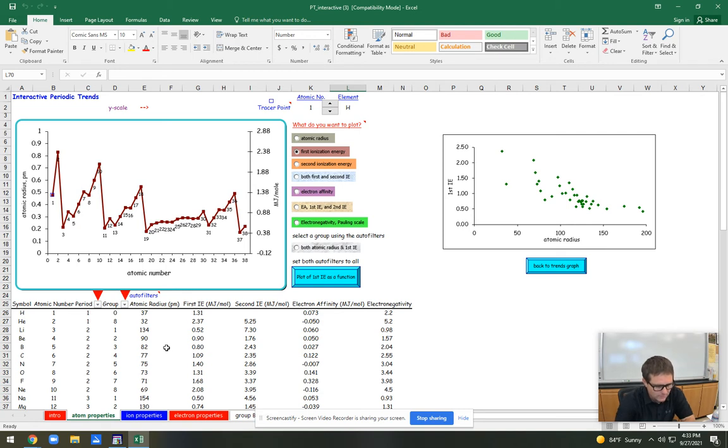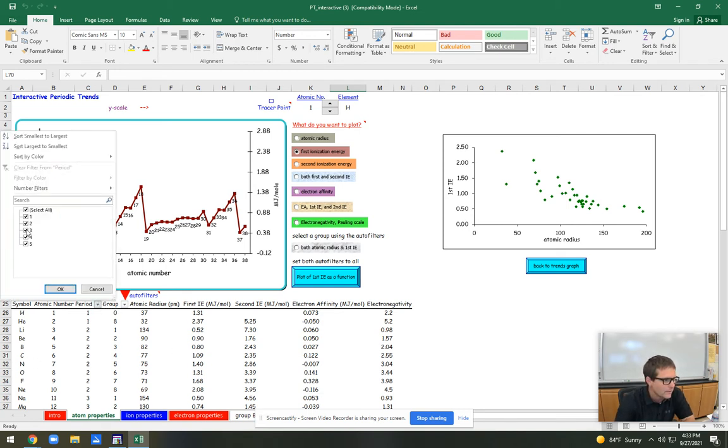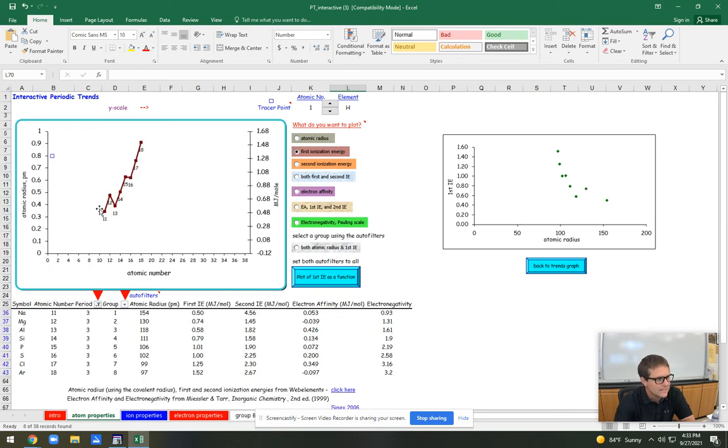If I go to question number 6, pull down menu and select only 3. So if I only select 3, then we can see that trend where we start with the alkali metal and we go over to the noble gases. It becomes more and more difficult as you go across a row to remove an electron. And that is what we expect.